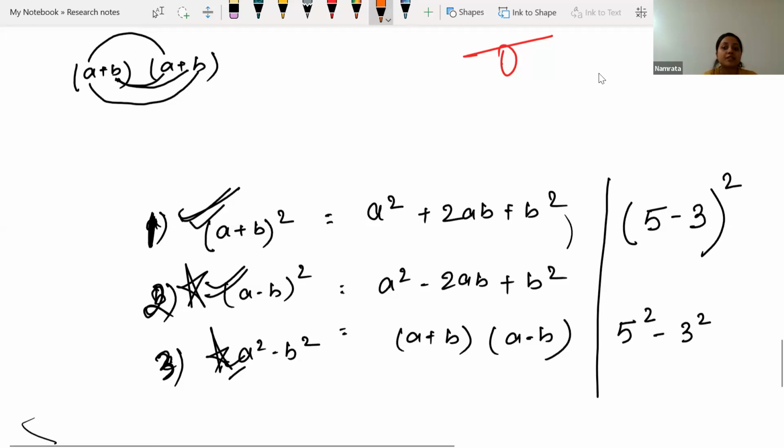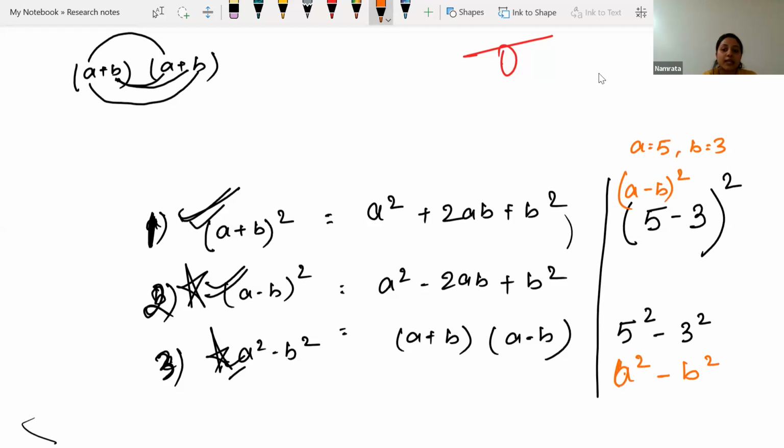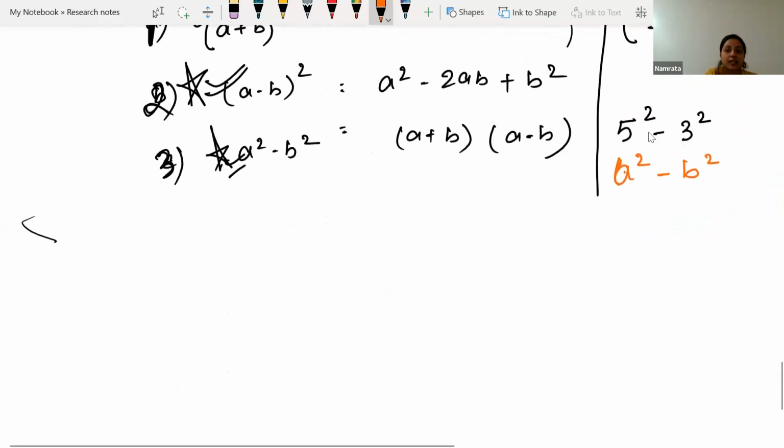These two are completely different scenarios. If we take a as 5 and b as 3, then this is representing (a minus b) whole square, and this is representing a square minus b square. If we do the calculation of number 2, we get 5 minus 3 is 2, and when we do the square of 2, our result is 4. For the other one, 5 square will be 25, 3 square will be 9, 25 minus 9 will be 16.